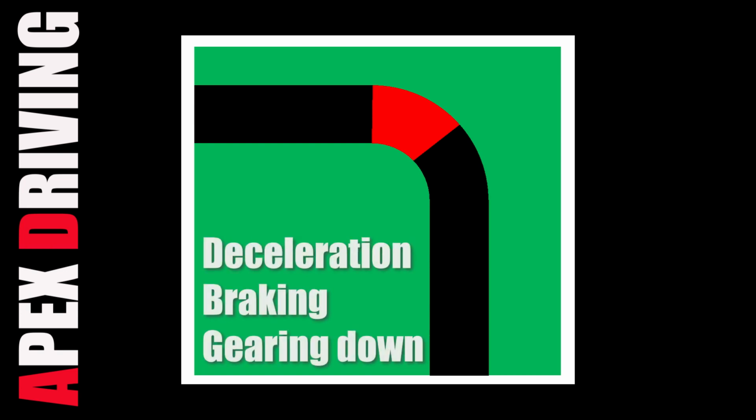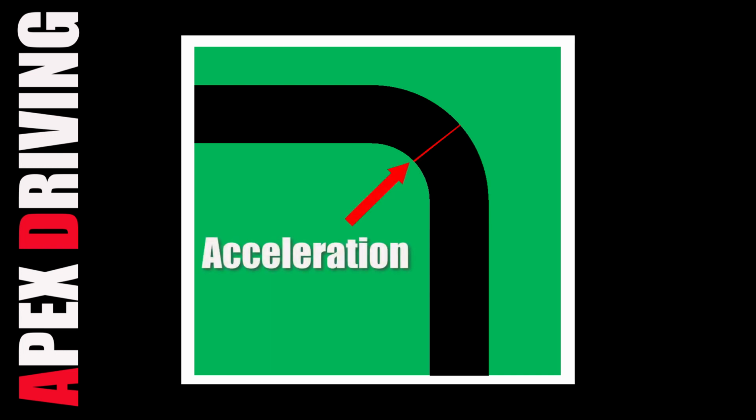You should always be doing your deceleration, braking and gearing down before you enter the danger zone for understeer. And you should only be accelerating after the apex of the corner or midway through the corner.